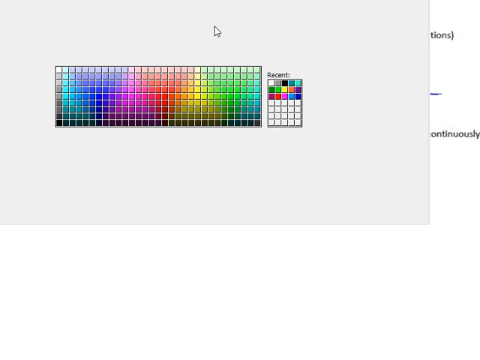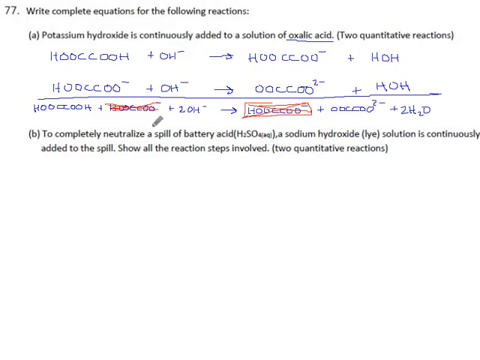Okay, let's try that again many more times and make sure we got it. Okay, a spill of battery acid, which is sulfuric acid, is H2SO4. You can see this has two hydrogens on it, so you probably have an idea what's coming. We add sodium hydroxide to this. Sodium hydroxide solution contains sodium ions, which we don't care about because they aren't acid or base, and hydroxide, that's the good part.